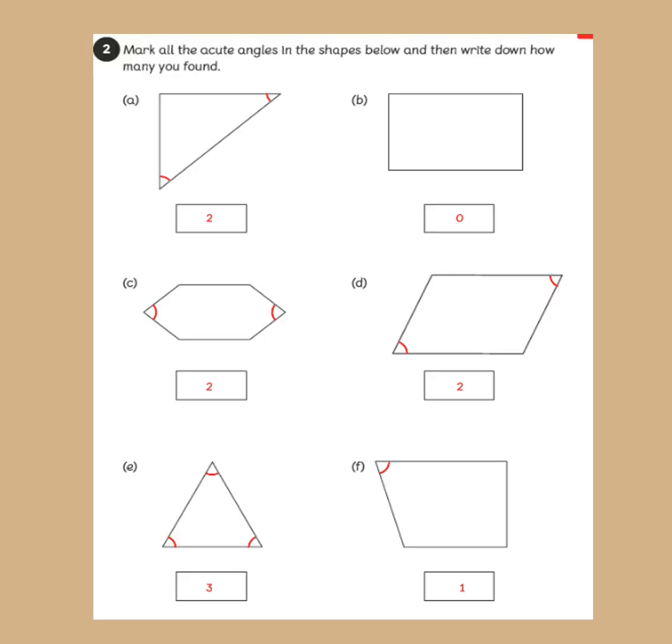Question 2, we want to mark all the acute angles in the shapes below and then write down how many you found. So A had 2 acute angles and 1 right angle. B was a rectangle, so they're all right angles, so no acute angles. C had 2 acute angles. D, again, had 2 acute angles. E had 3 acute angles. And F only had 1 little acute angle in the top left-hand corner there.